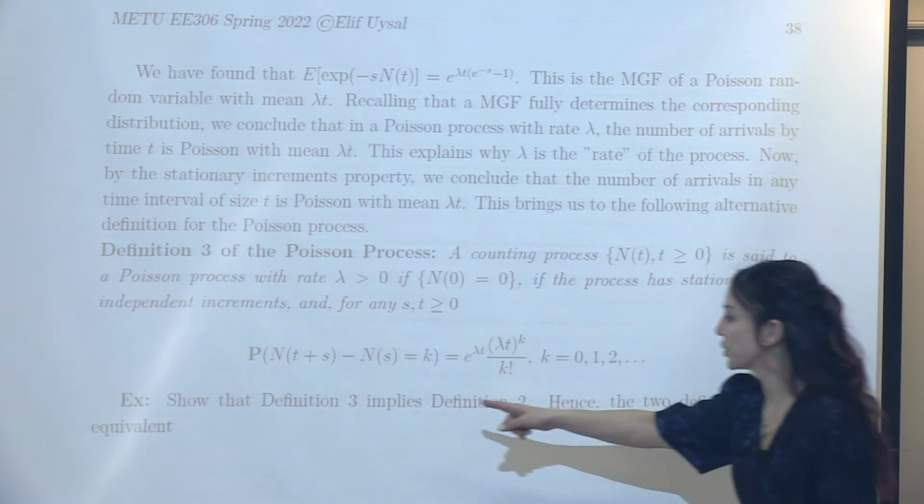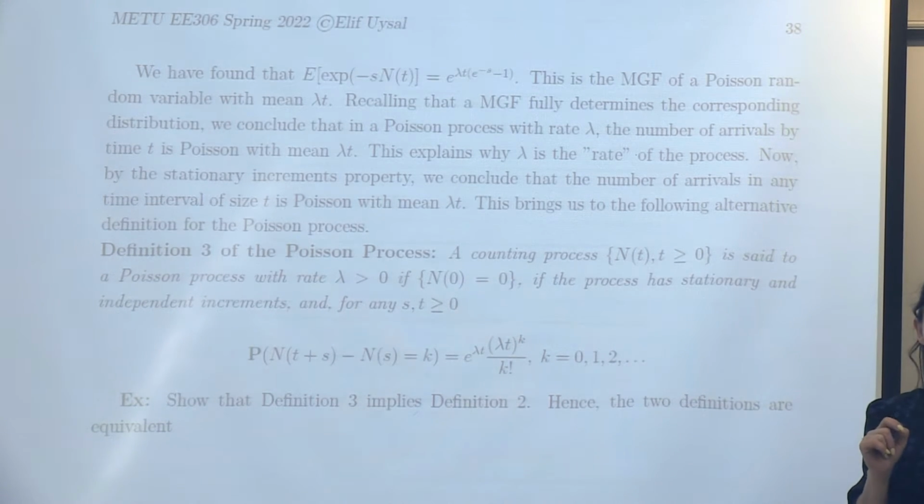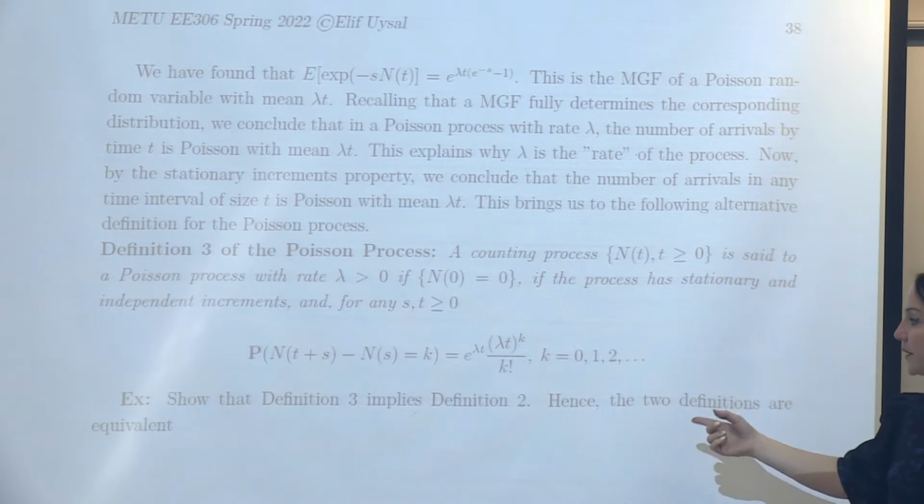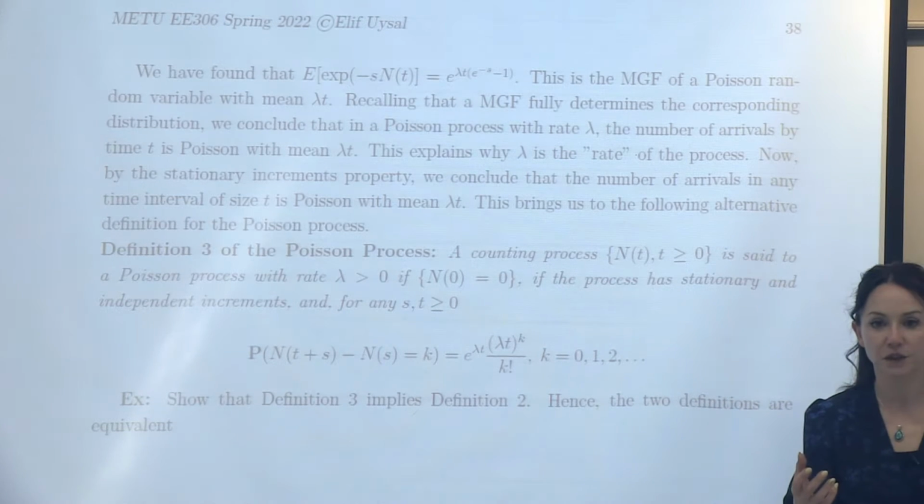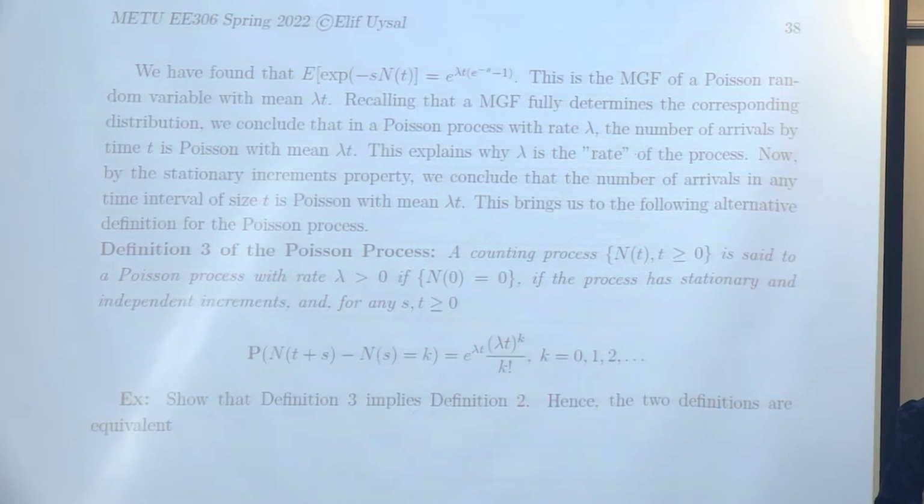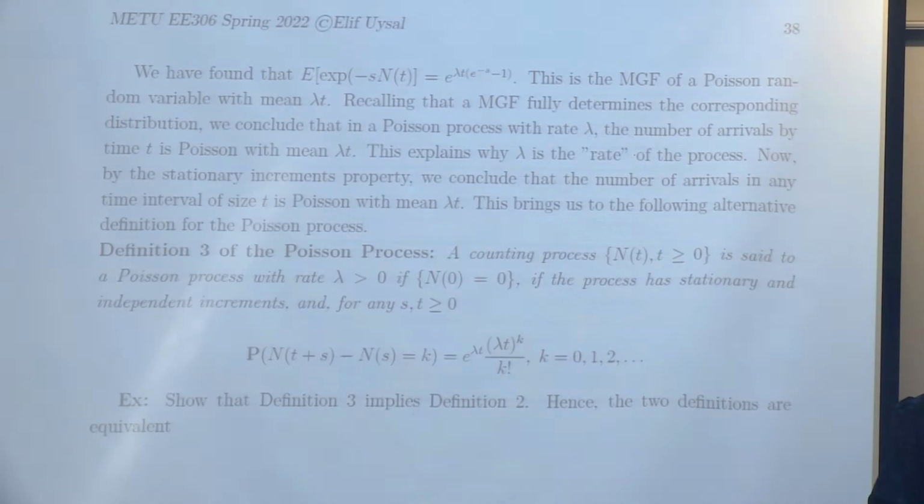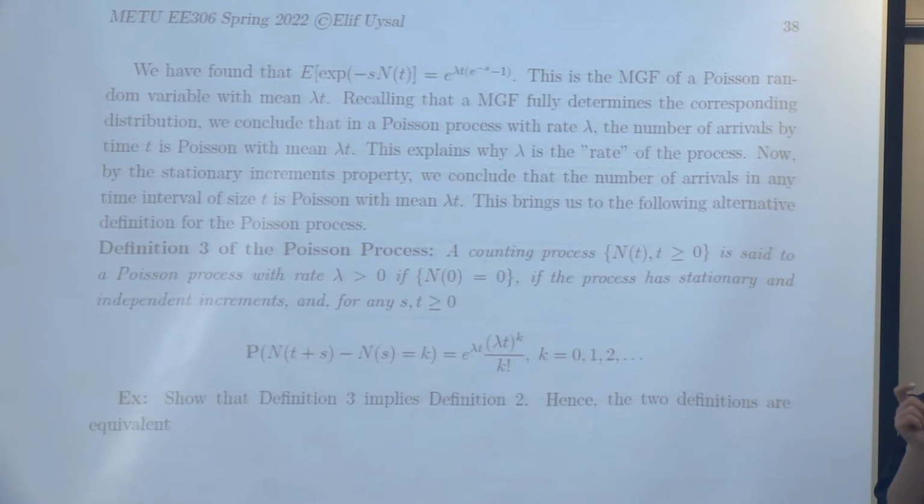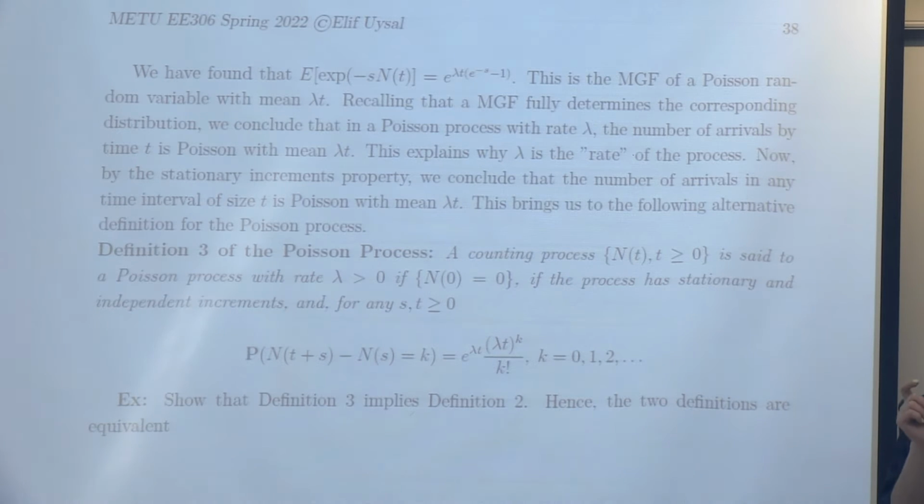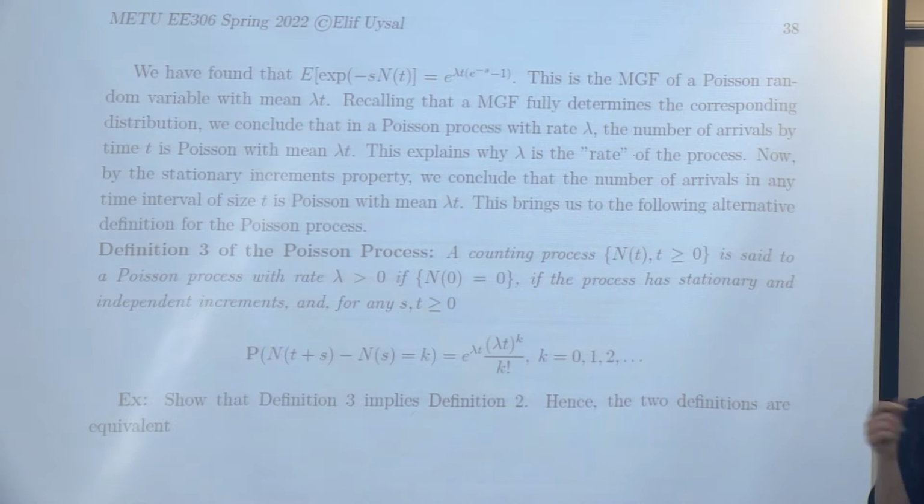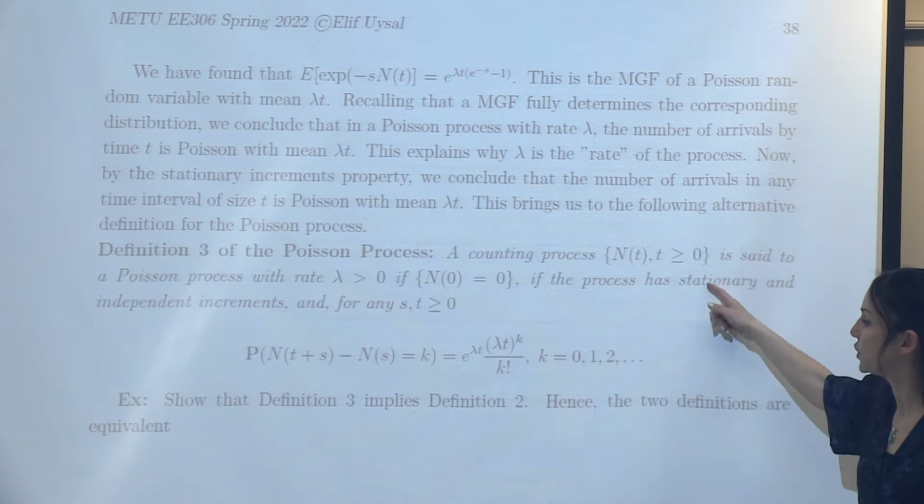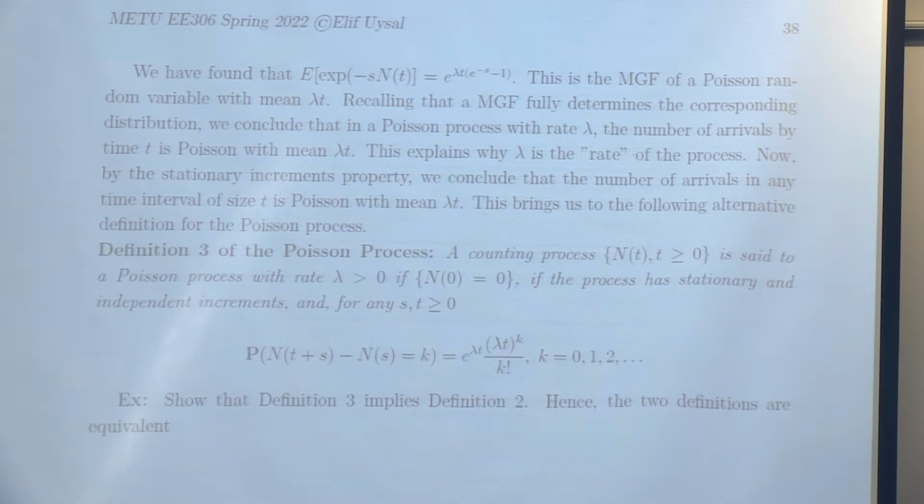Now we can show that this definition, definition 3, implies definition 2. What was definition 2? The Baby-Bernoulli definition. How can we show that this definition implies definition 2? A counting process is a Poisson process if N of 0 is 0, if it has stationary and independent increments, and also if the probability of one arrival in an interval of size delta is lambda delta plus little o of delta. The probability of no arrival is equal to 1 minus lambda delta plus little o of delta, and the probability of more than one arrival is little o of delta. How can we go from definition 3 and show that we obtain definition 2?